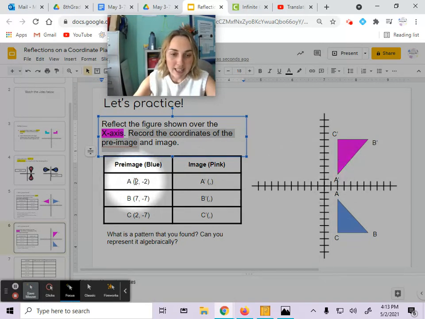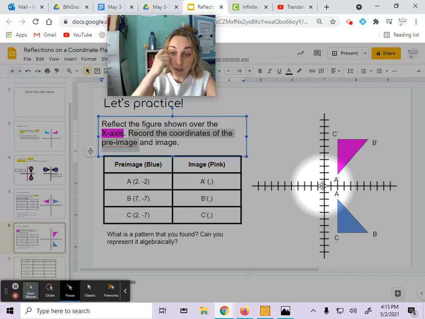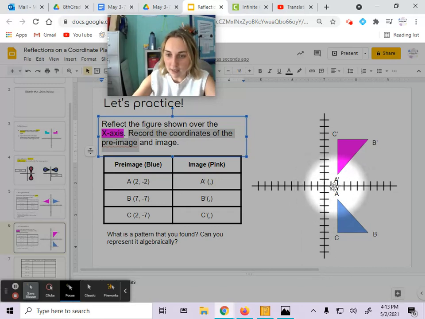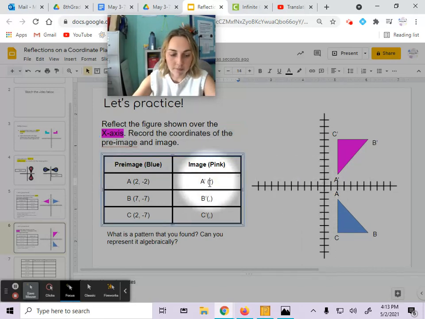As you can see, A is (2, -2). I bet A prime is going to be (2, 2), but let's check. Okay, so let's check. All right, so A prime on the x-axis is at positive 2. We're right so far. And then on the y-axis, it is also at positive 2. Nice.